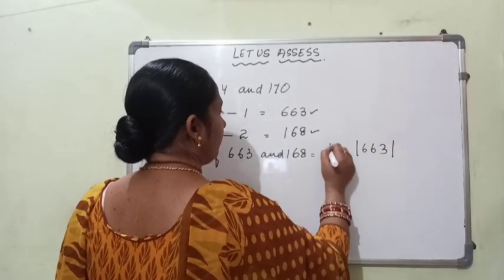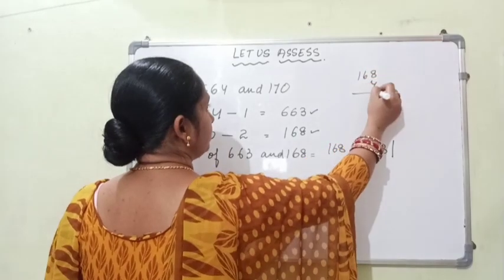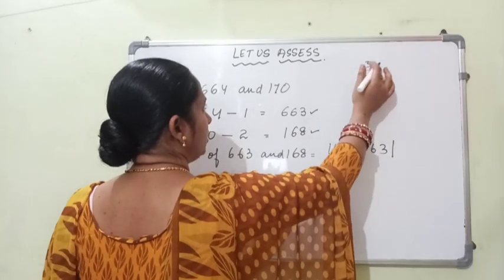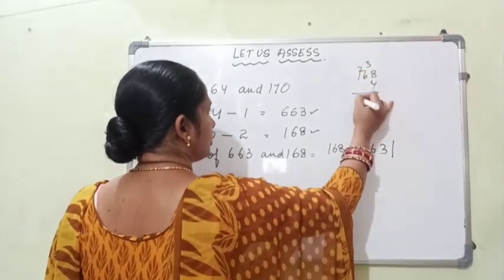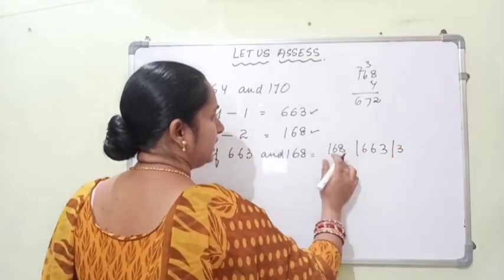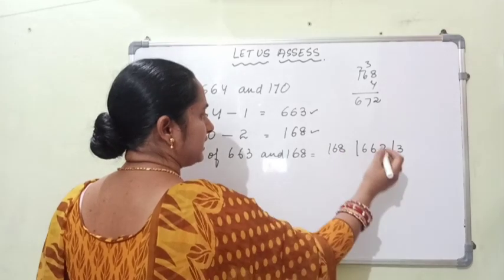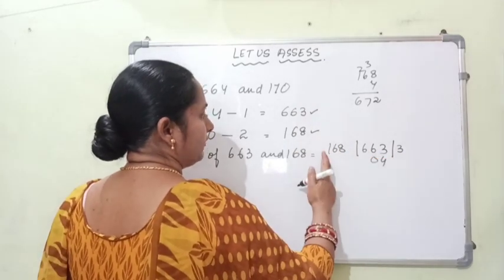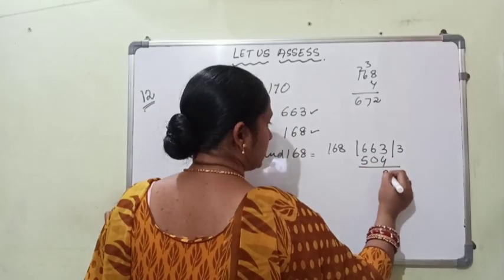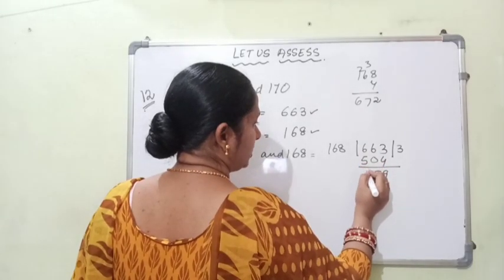663 divided by 168. How many times will it go? 168 4s is, 8 4s are 32 and 3, 6 4s are 24, 3, 27 and 2. So 672. It's more than 663, which means it will go 3 times. 3 8s are 24 and 2 carry. 3 6s are 18, 19, 20, 0 and 2. 3 1s are 3, 2, 5. Right? Now 13 minus 4 is 9. Here how much do you get? 5. Here how much do you get? 1.